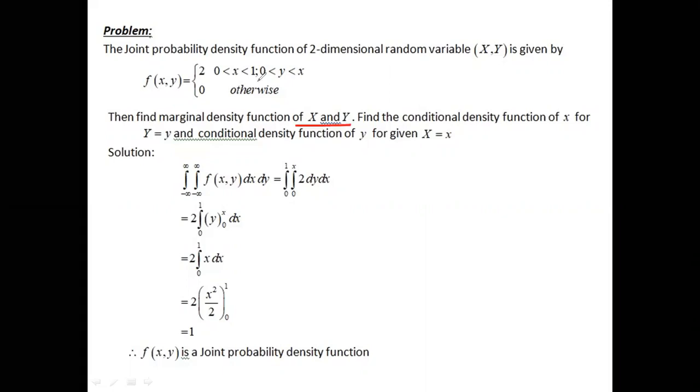So here x limits are 0 to 1 and y limits are 0 to x. We know that the probability density function is the integral from minus infinity to infinity of f(x, y) dx dy, which is equal to the integral from 0 to 1 and the integral from 0 to x, where f(x, y) is 2. Now we do the integration with respect to y first, because the y limits are in terms of x.